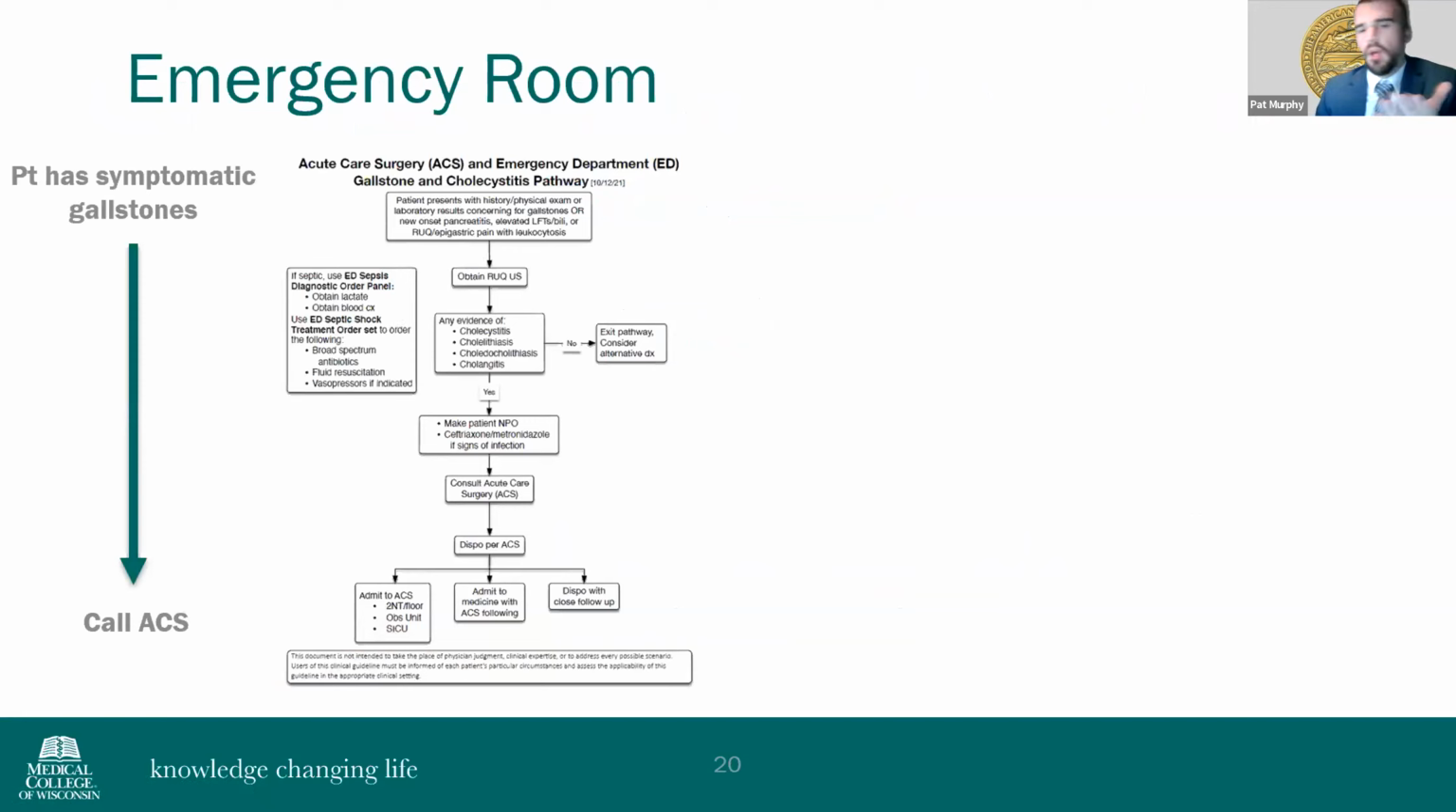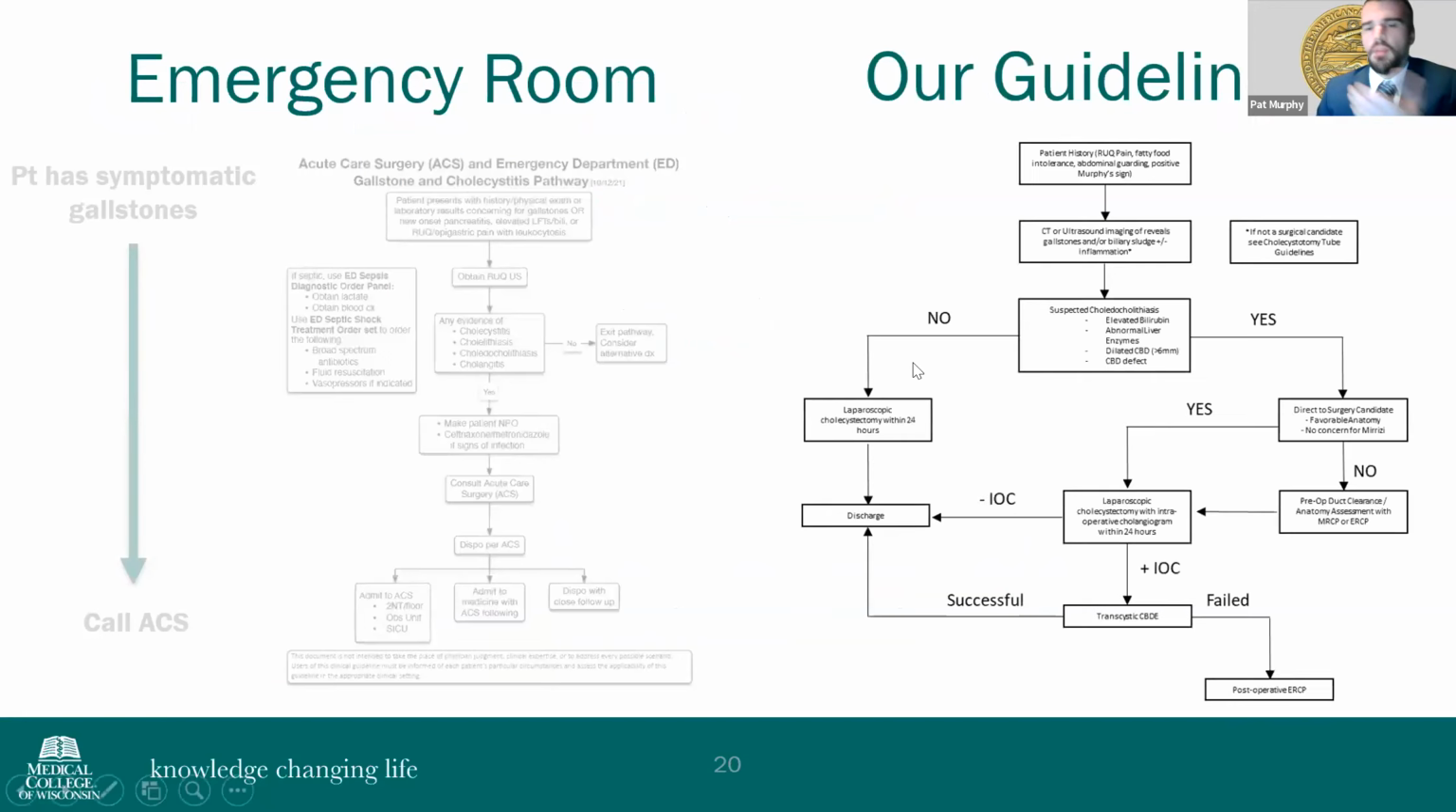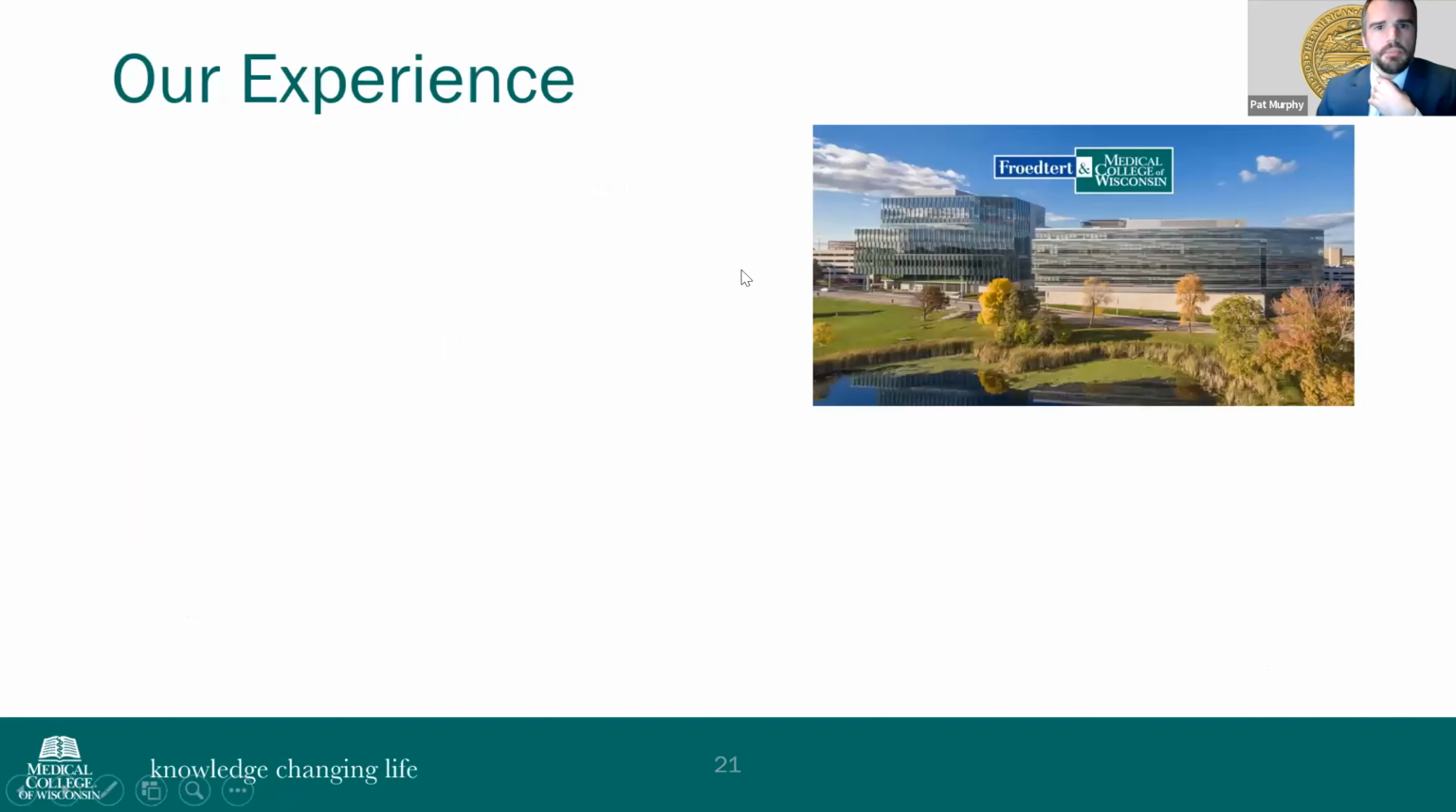And so we decide whether they go to medicine or come to us, more likely they get surgery first or not. And then we have internal guidelines within our division, again, happy to share them, about who gets a direct to surgery, which is pretty much everyone without suspected Mirizzi syndrome. And I'll give you some examples that we've done recently.